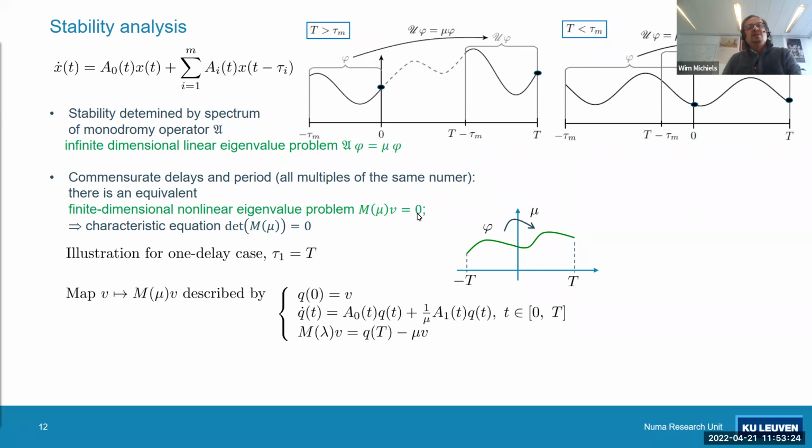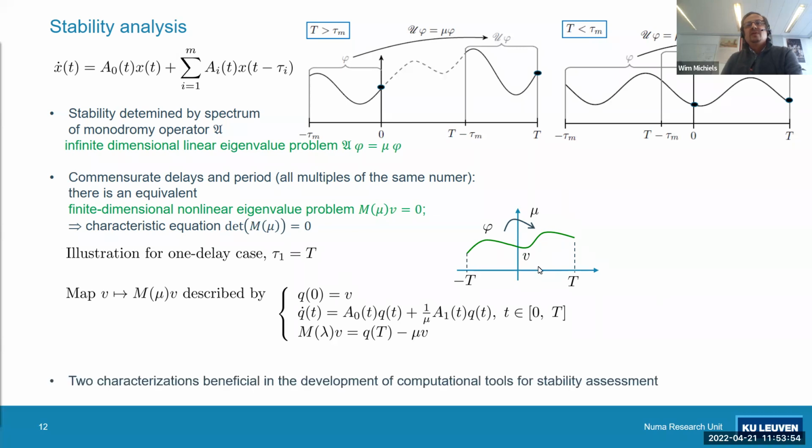And I'm just going to sketch you the idea for the simplest case, when there is one delay equal to the period. So we're looking for an eigenfunction, a function which I call phi. I want that phi is mapped by the equation, if you integrate over time t, onto mu times phi. What do I do now? I now start from some vector phi here at time 0.